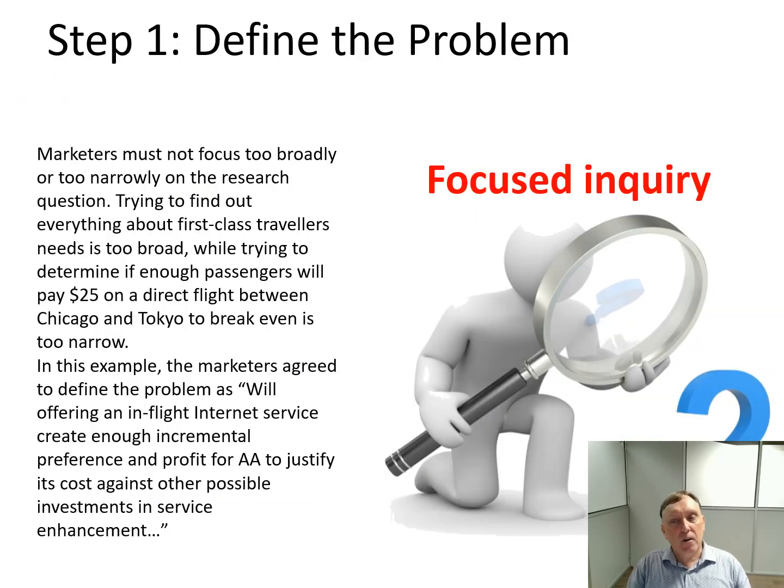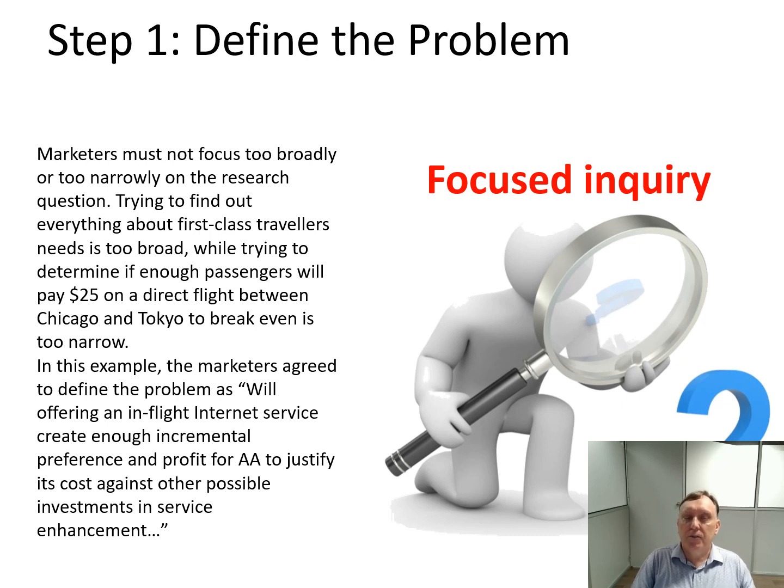So when we define our problem, we must focus our inquiry. We mustn't focus too broadly, because if it's too much, then it's probably a market that we can't actually fulfill. And obviously we don't want to be too narrow either, so we want to have enough information. So trying to find out everything about first class travelers' needs is too broad, whilst trying to determine if enough passengers will pay $25 on a direct flight between Chicago and Tokyo to break even is too narrow, going back to our original example.